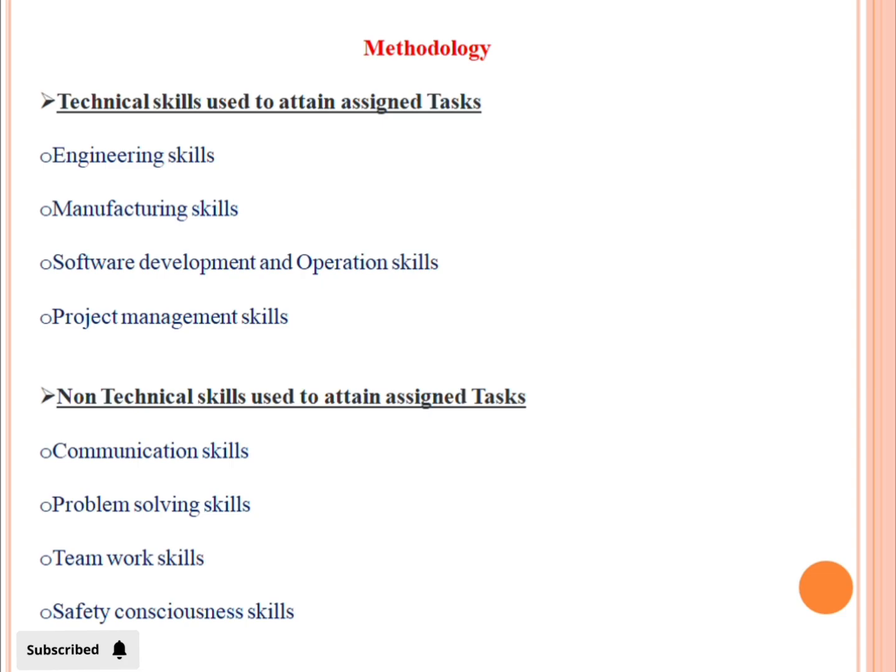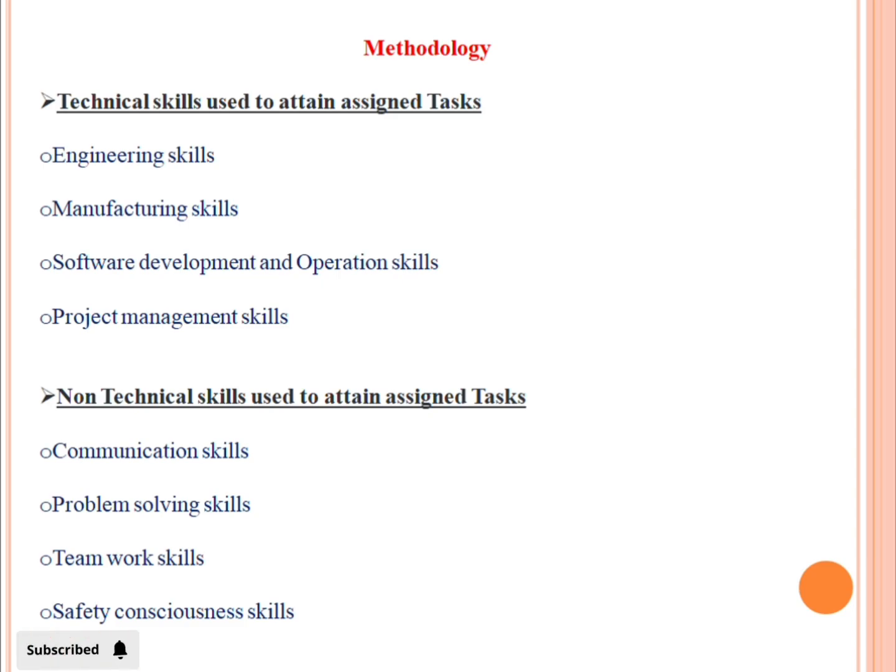Engineering skills in the sense of designing and manufacturing. Manufacturing skill in the sense of assembly skills. Software development and operational skills: basically, all aerospace industries use 3D simulation software in order to have a clear picture of the final product of the helicopter or a flight, CAD, CAM, etc. Project management skills: how we are going to take a project and how we are going to complete the assigned project within the prescribed time.